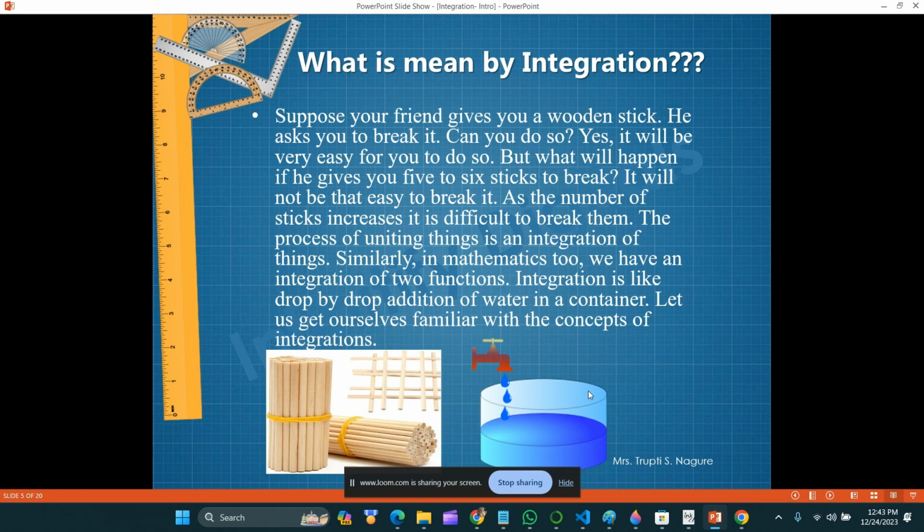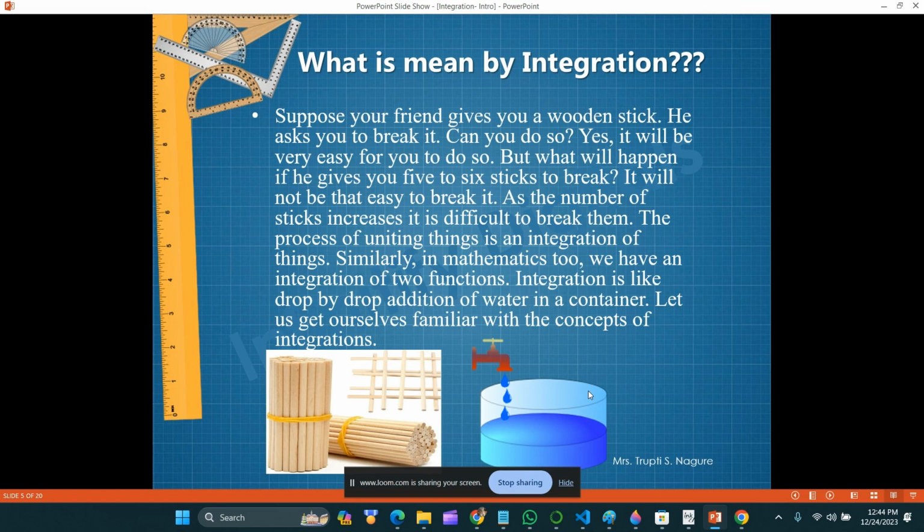The process of uniting things is an integration of things. Okay, just as we have seen, we make some small parts, after that addition, this is called integration. So similarly in mathematics too we have an integration of two functions. Another example is drop by drop addition of water in a container. You can see here I have a diagram or figure, that addition of water in a container is called integration.